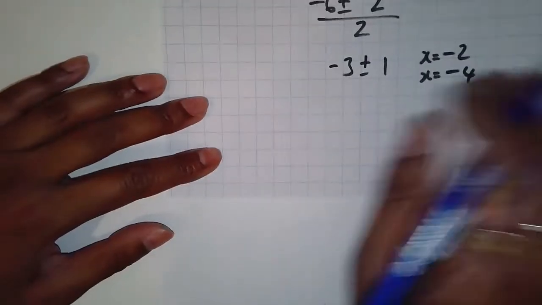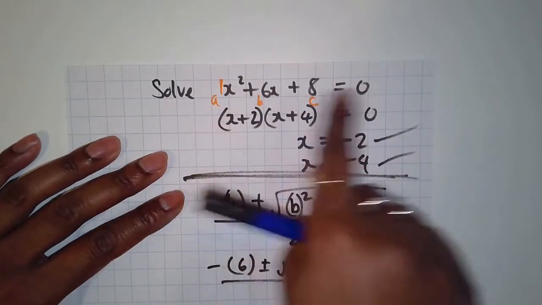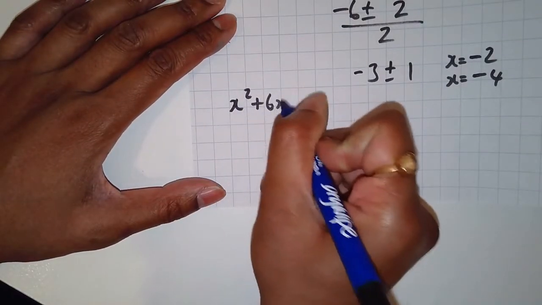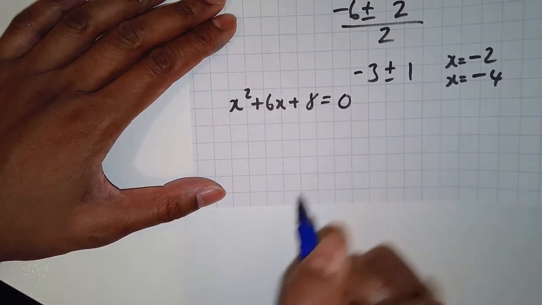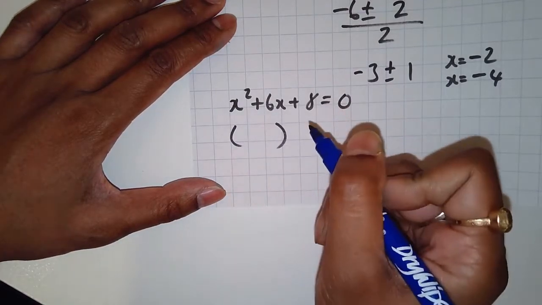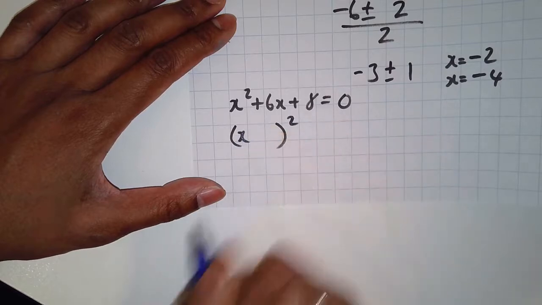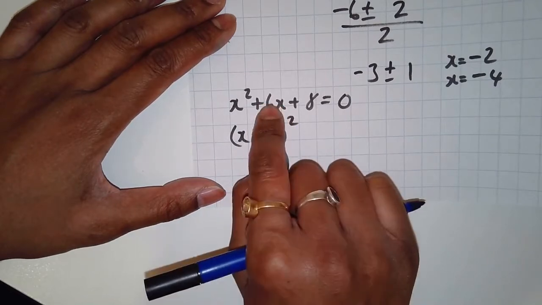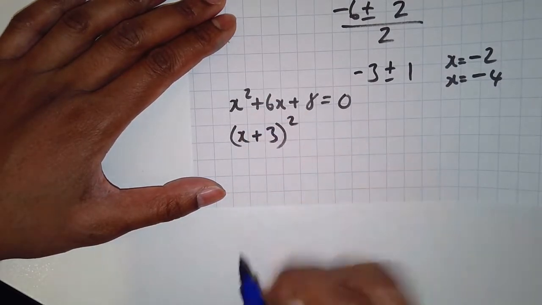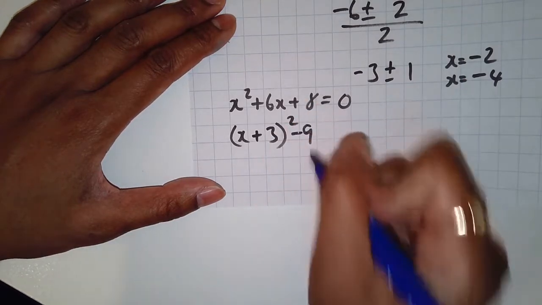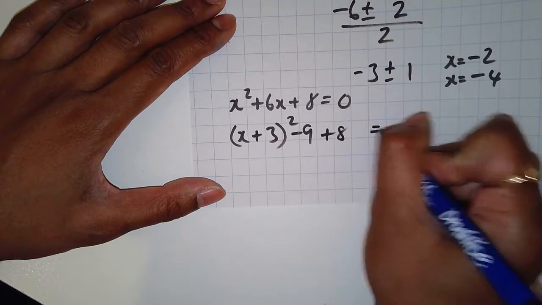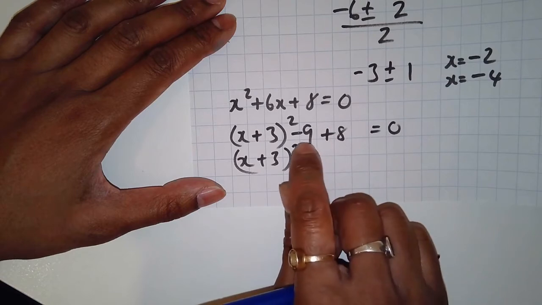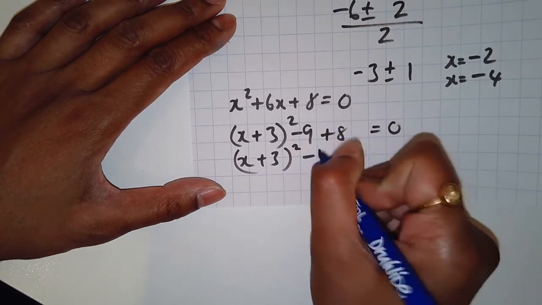The other one, to solve this, I could use completing the square. Let me just write this down over here. I'm going to solve this using completing the square. So remember, in the previous video I showed you how to do this. You always start off with this because I'm completing the square. Look at the middle number, the coefficient of x. Half of 6 is 3. 3 squared is 9, so you take away the 9. Don't forget the plus 8. So that is minus 9 add 8 is minus 1 is equal to 0.